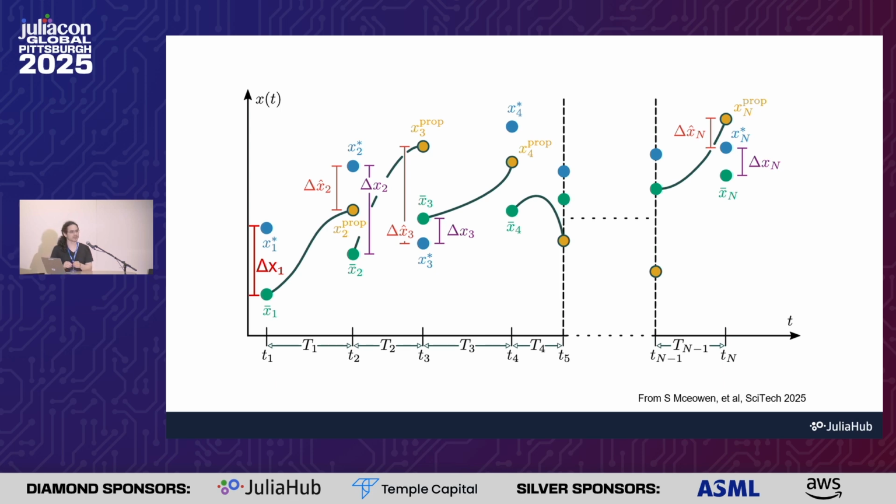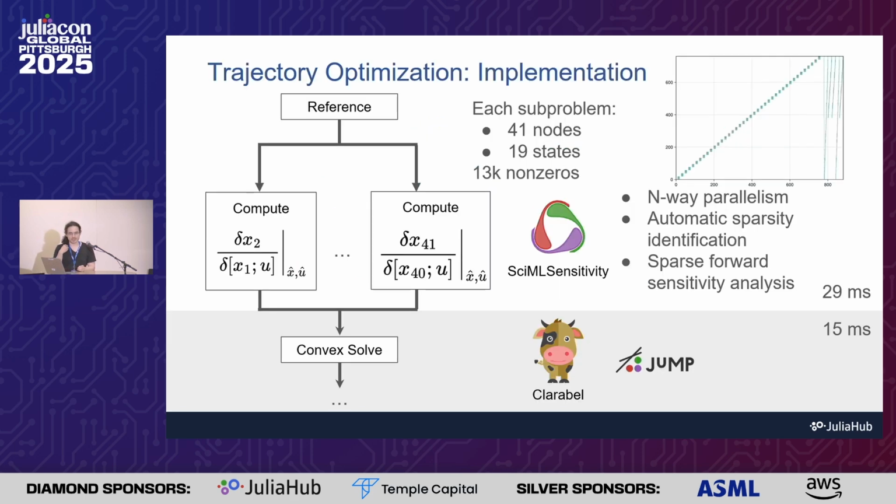I won't go into the details too much about how this works, but I will talk a bit more about how we did the implementation. So what we do is we break our overall trajectory problem down into 41 nodes with 42 individual shooting segments. And with the fully transcribed problem and the fully augmented problem, we end up having 19 states at each of those segments. So we end up with 13,000 non-zeros in our transition Jacobian.